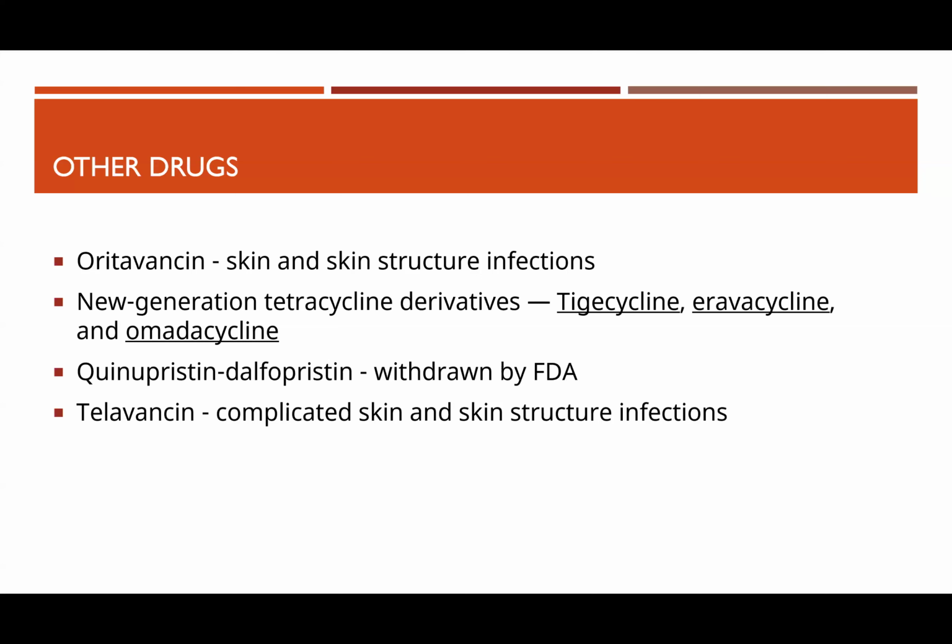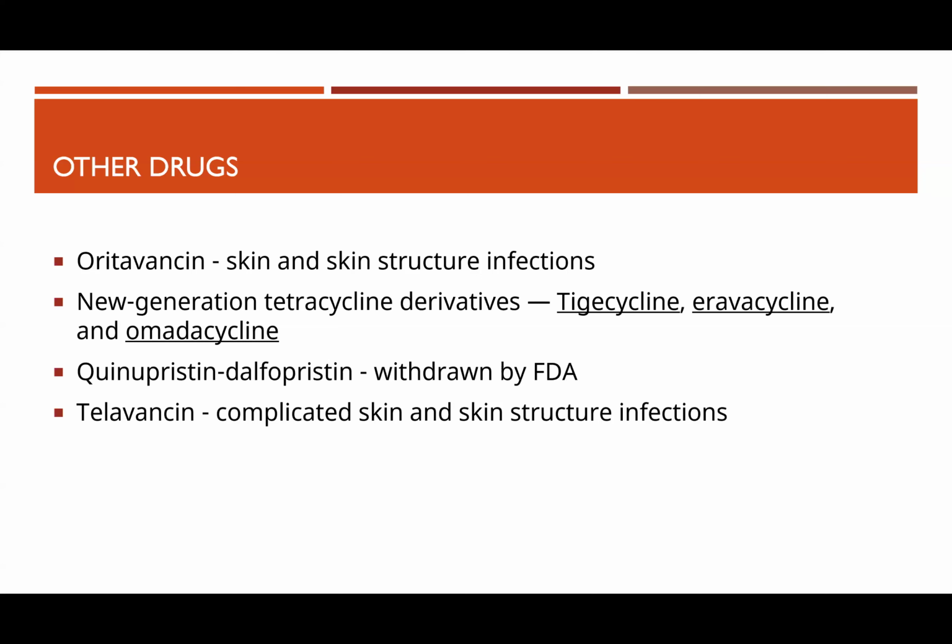Eravacycline is approved again for complicated intra-abdominal infections due to susceptible faecalis and faecium isolates. And the other drug, omadacycline, is a new oral tetracycline that's also been approved for skin and soft tissue infections and for community-acquired pneumonia. It's available as an oral, well, not obviously in our setting, but available as an oral and IV formulation, and has demonstrated quite good in vitro activity against faecium that is said to be almost equal to tigecycline.